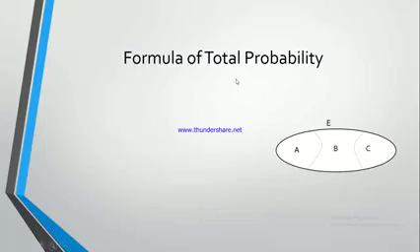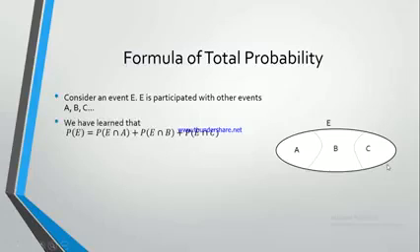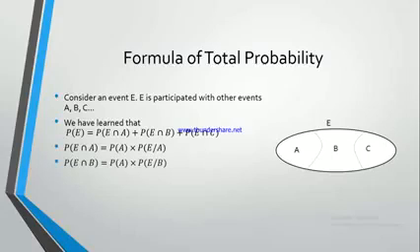And now we can conclude the formula of total probability. So we consider an event E, which is partitioned, or shares some part of it with A, B, and C. But we have learned that the probability of E is the probability of the intersection of E and A, E and B, and E and C. So P of E intersected with A is P of A times P of E given A. P of E intersected with B is P of B times P of E given B. And P of E intersected with C is P of C times P of E given C.